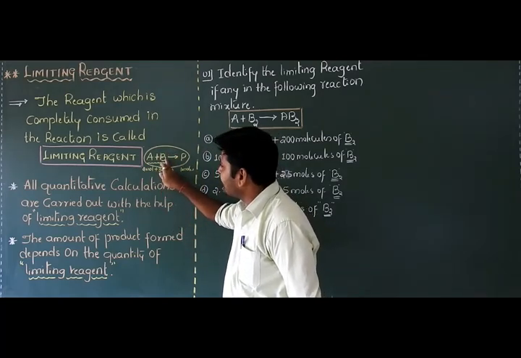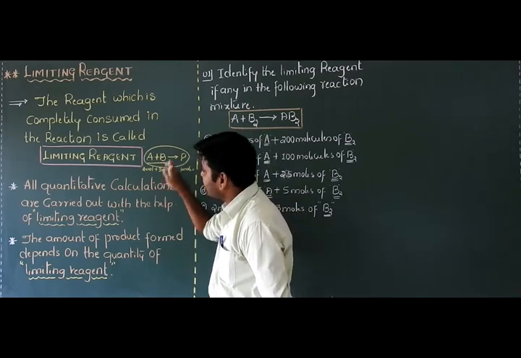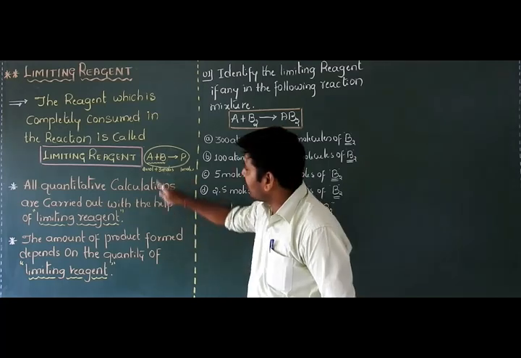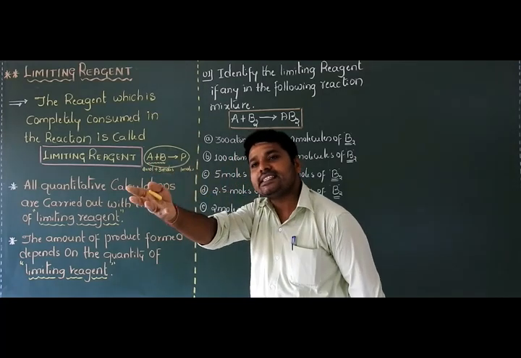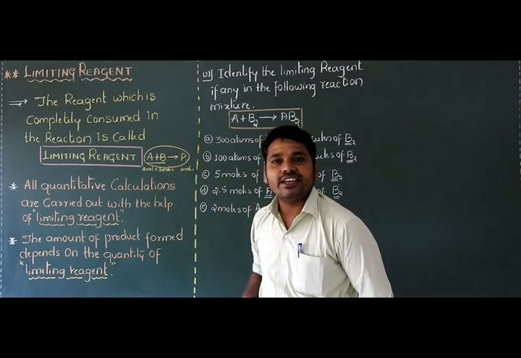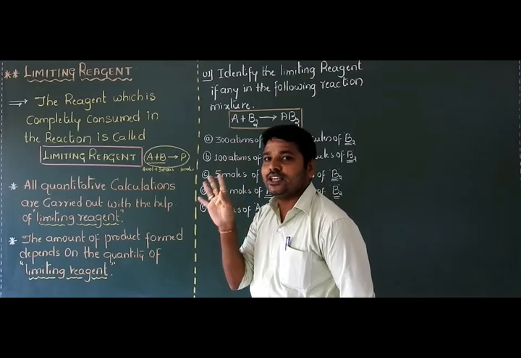That means B is completely consumed during the reaction. So therefore it is called a limiting reagent. Whereas on the other hand, of reactant A, out of 2 moles, say in some example only 1 mole of reactant A is used.